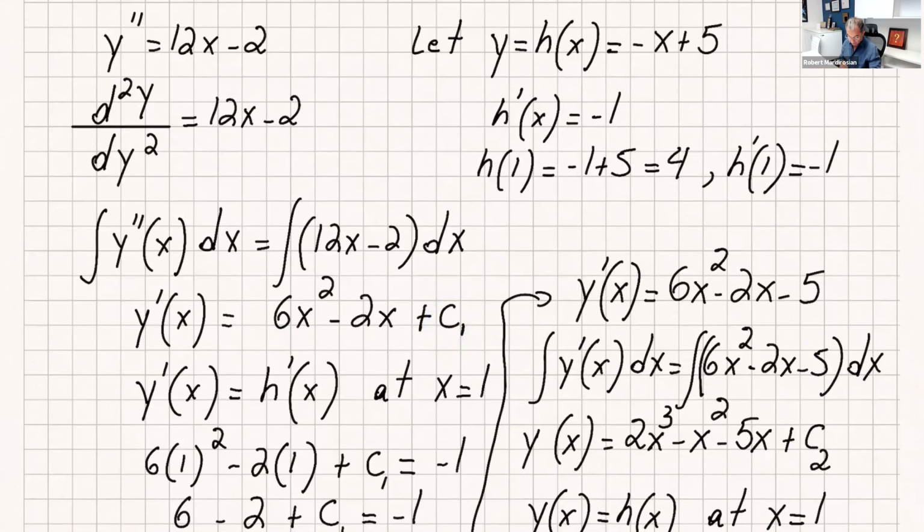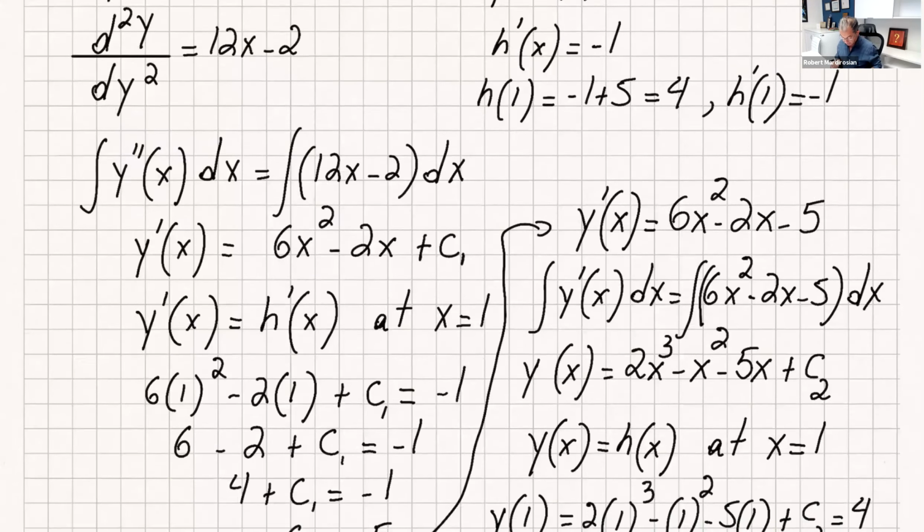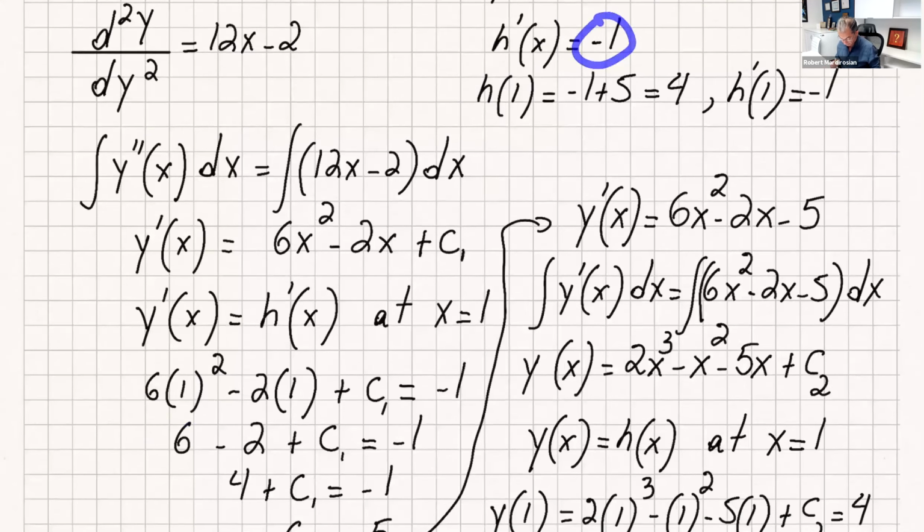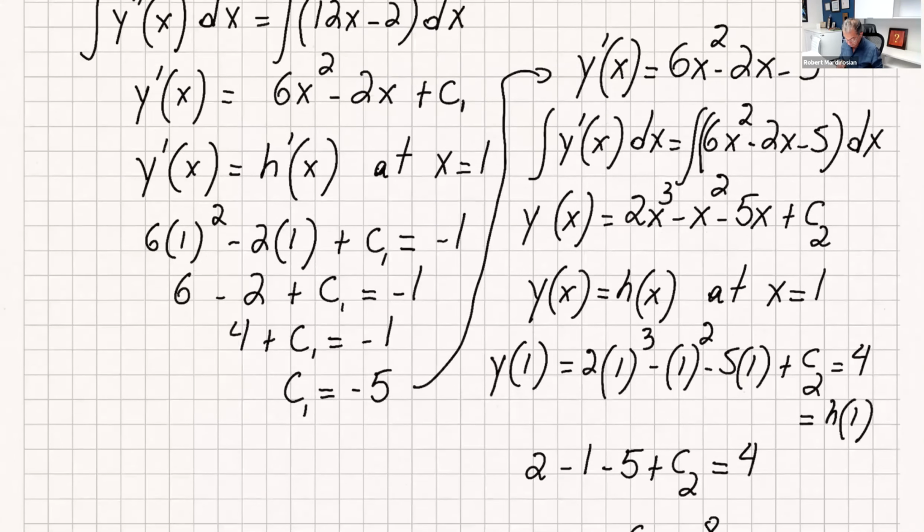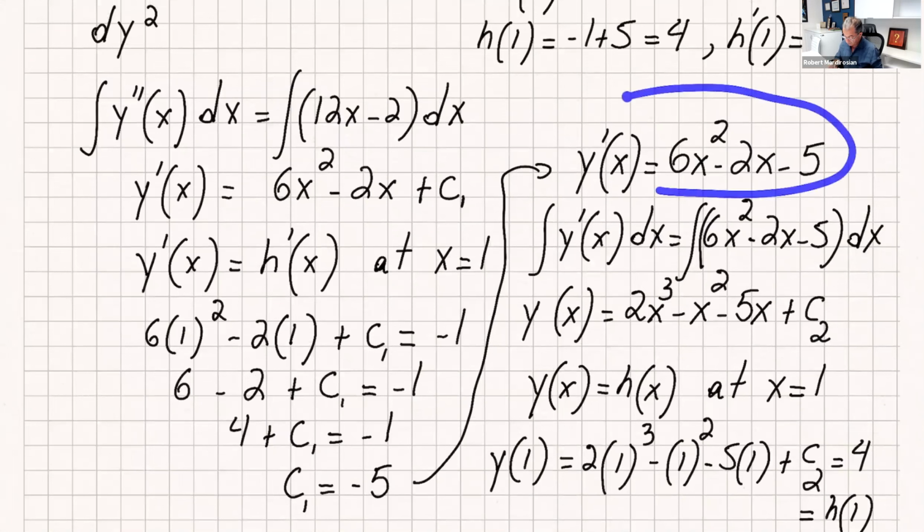And we want to know what that constant is. One thing we know is that y prime of x equals h prime of x at x equals 1. Y prime of 1, you can just substitute 1 for x here, and that equals h prime of 1. Because x equals 1, that equals negative 1. The only thing left here is just C1. You can simplify a little bit of arithmetic, and C1 is negative 5. So we have y prime of x.